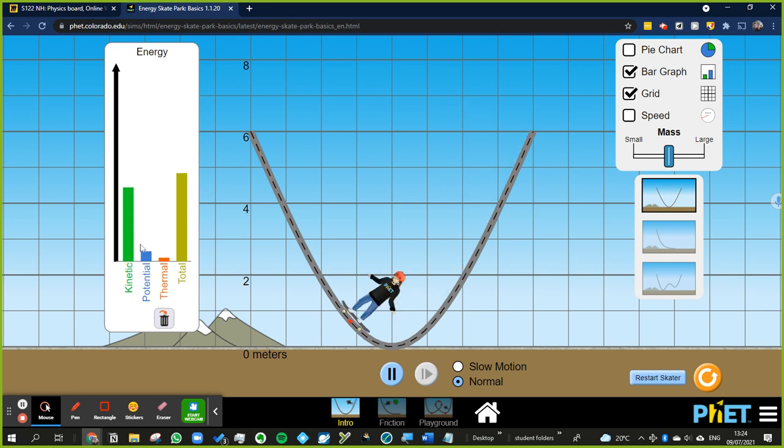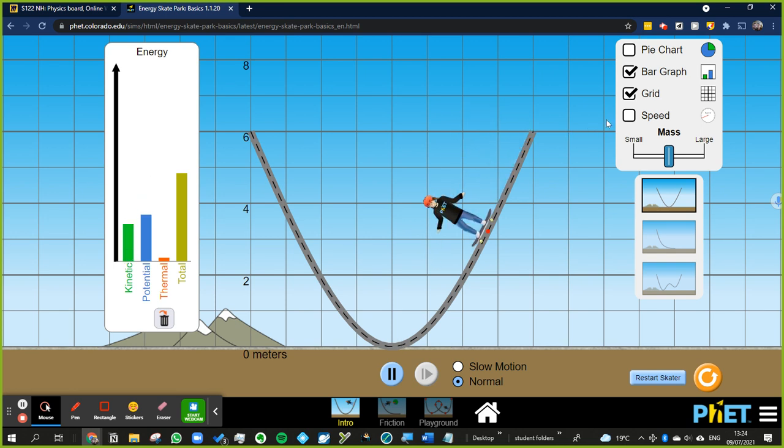Now, potential is gravitational potential. So we've learnt about gravitational. Some people refer to it as potential energy. It's not the only type of potential energy, but when it says potential, it means gravitational. So we've got kinetic changing into potential energy or gravitational energy. Whenever he's high up in the air, he's got lots of potential or gravitational energy. And whenever he's low down, he's got no potential energy.